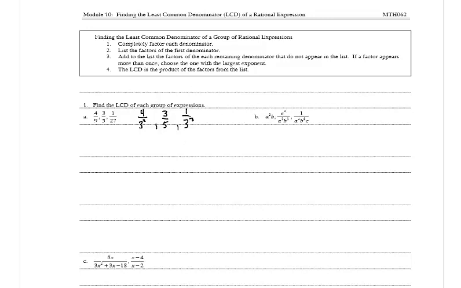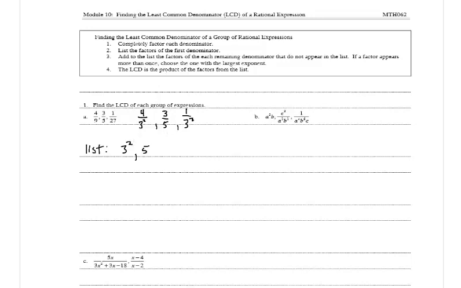Now, it says to start our list with the first denominator, so if this is our list, then we have 3 squared, and then we're going to write every number in the other denominators that's not already in our list. So 5 is not in our list, so we're going to put a 5 there. And then our last denominator is 3 cubed. Now we already have 3 squared.